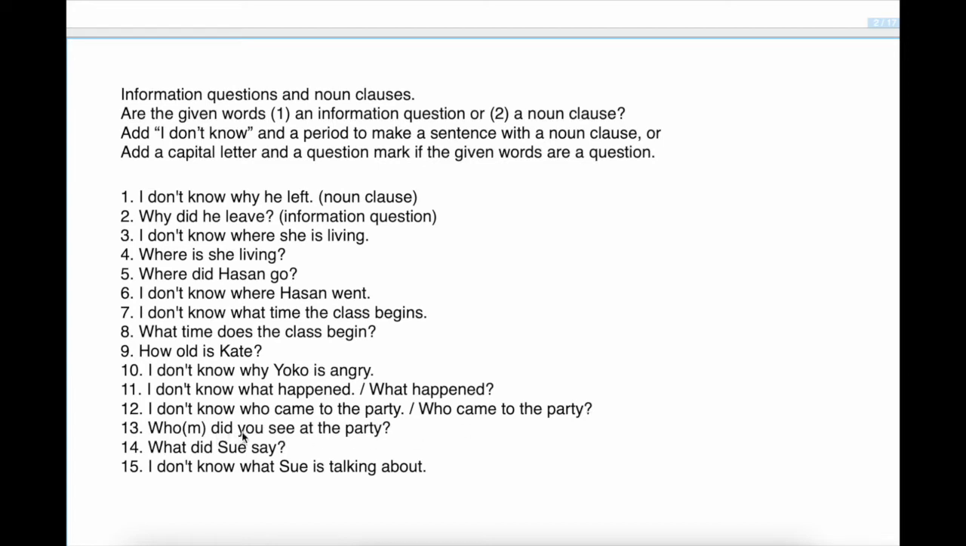Whom did you see at the party? This is the information question, the subject, and helping verb. This is the object. What did Sue say? Information question, capital, question mark. I don't know what Sue is talking about. This is noun clause.